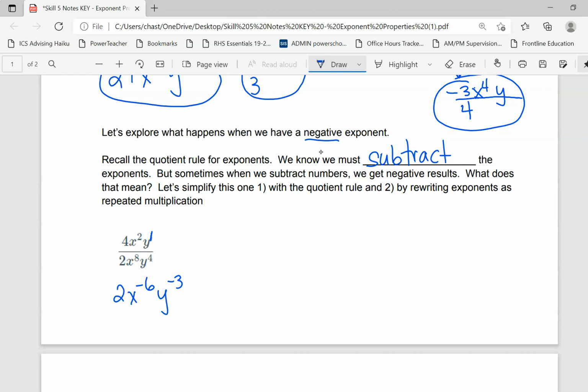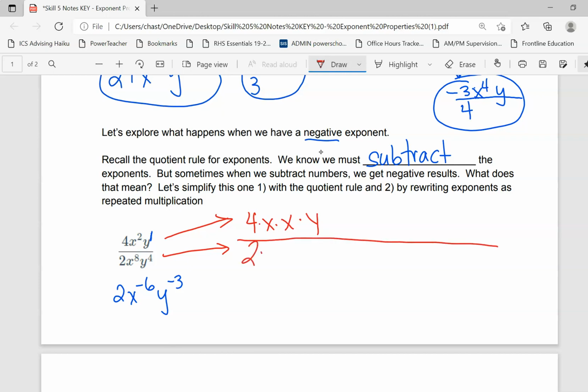So this is what the answer looks like if we let negative exponents exist. But we usually want to write these things without negative exponents. So what I'm going to do in red is demonstrate how to rewrite this problem using just repeated multiplication. So we know that x squared means x times x, and y just is a y.